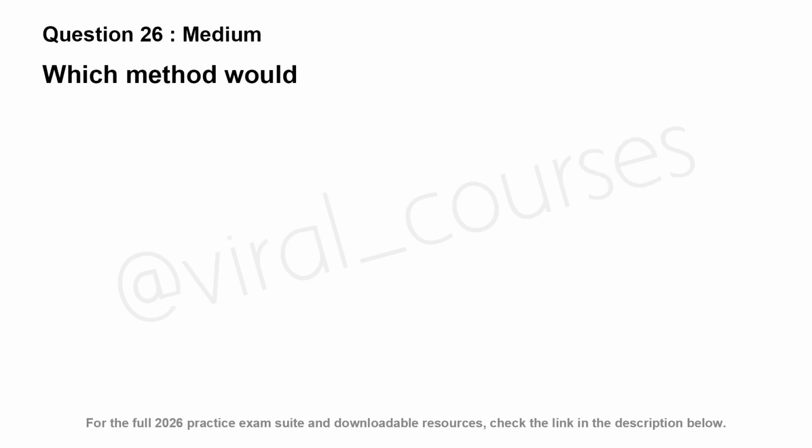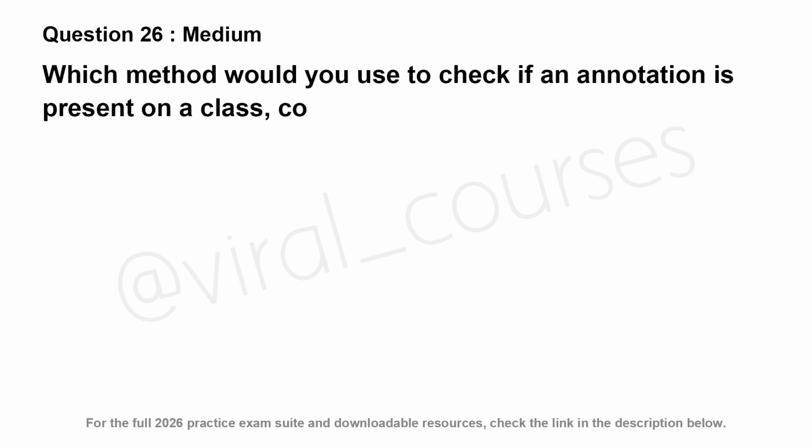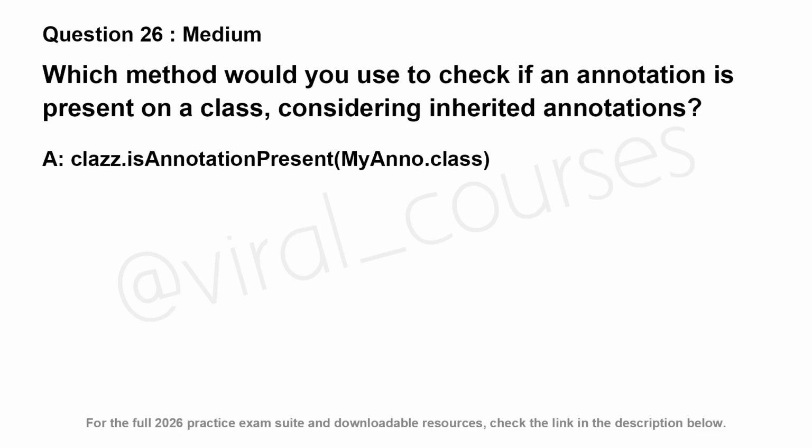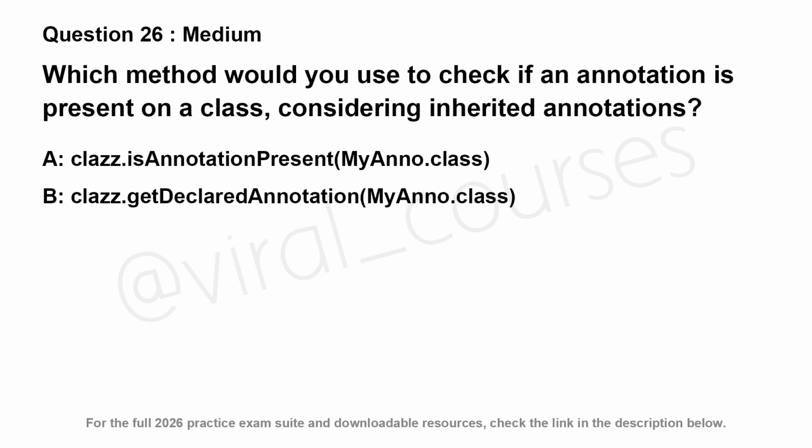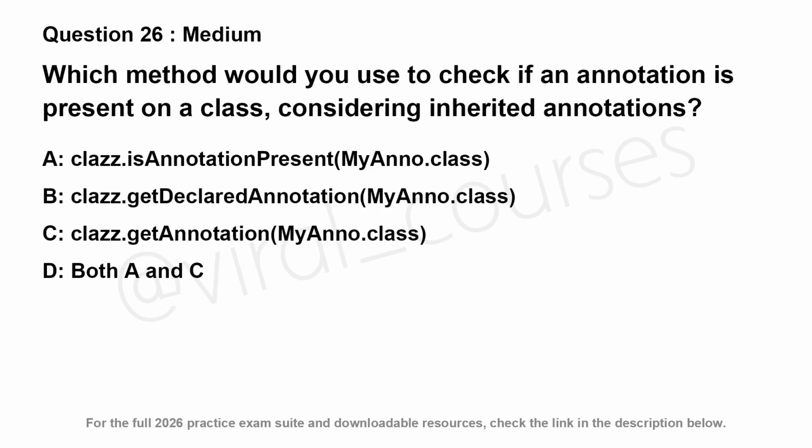Which method would you use to check if an annotation is present on a class, considering inherited annotations? Option A. Class.isAnnotationPresent(MyAnno.class). Option B. Class.getDeclaredAnnotation(MyAnno.class). Option C. Class.getAnnotation(MyAnno.class). Option D. Both A and C.